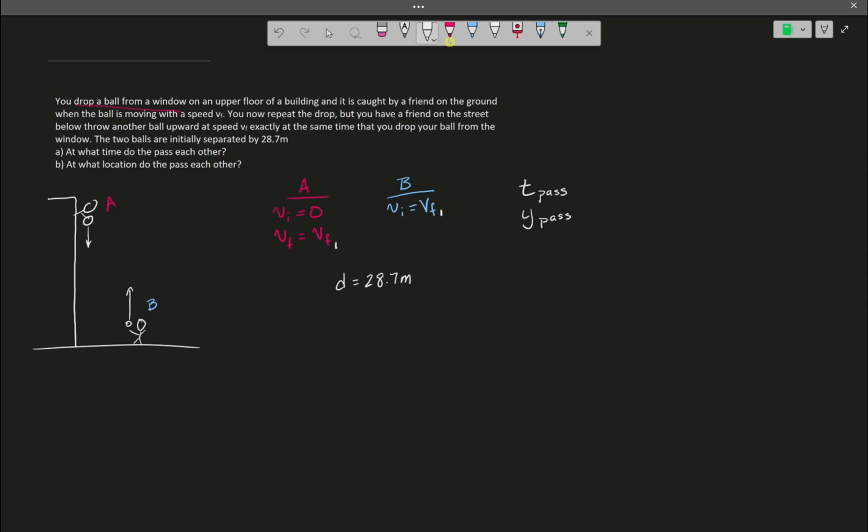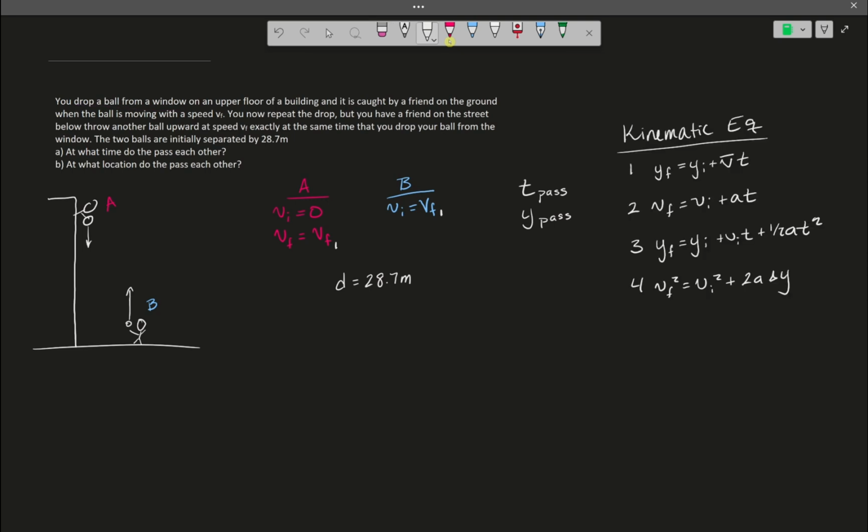So this is going to be a kinematics problem. So I'm going to write down my kinematic equations. So now that I have my kinematic equations written out, I have to pick somewhere to start. I also know that these are going to be acting in a normal universe on Earth, so we will have acceleration of negative 9.81 meters per second squared for each of those. So the first thing I want to do is find the time that they pass each other.